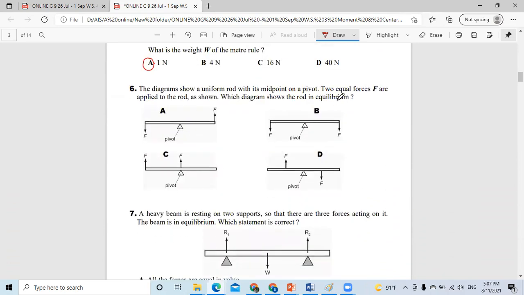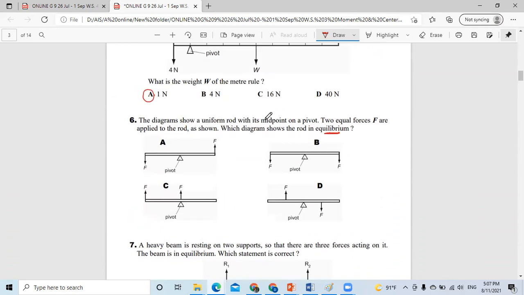And here, which one is in equilibrium? The diagram shows a uniform rod with a midpoint as the pivot. Two equal forces are applied on the ends of the rod. Which diagram shows the rod is in equilibrium? The answer is yes, B.